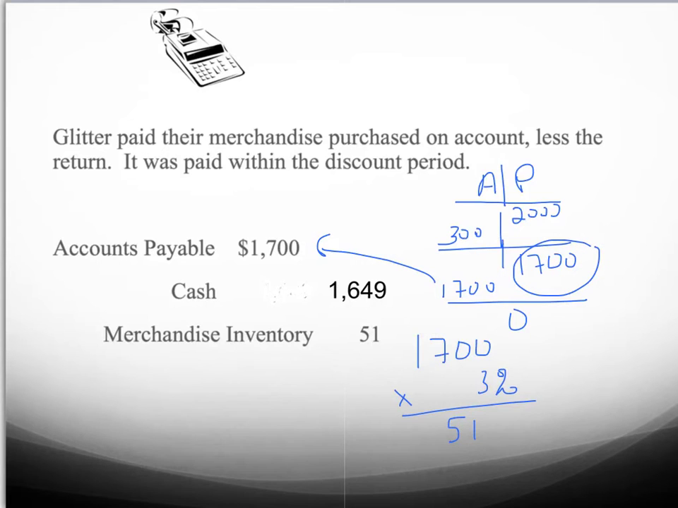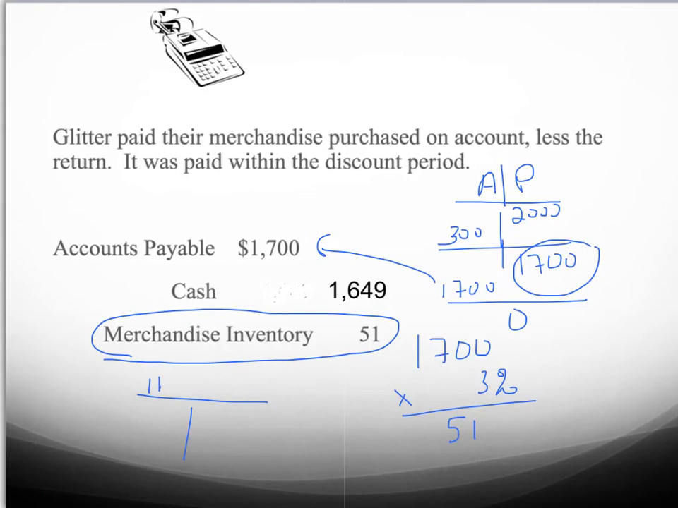And once again, I put the discount into merchandise inventory. Why? Because the inventory is at my cost, and so I originally had $2,000. I sent back $300, and now I've reduced the cost of that. So now the inventory reflects what I paid for it.